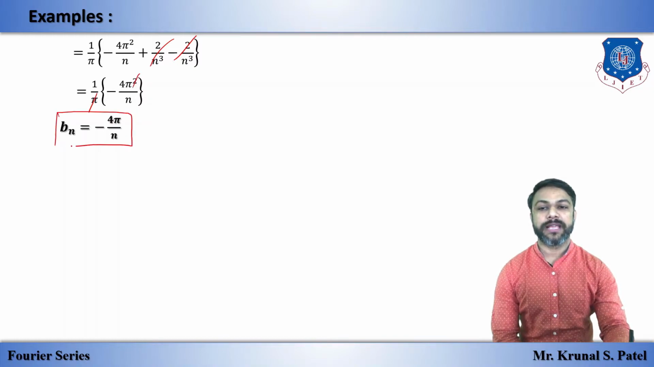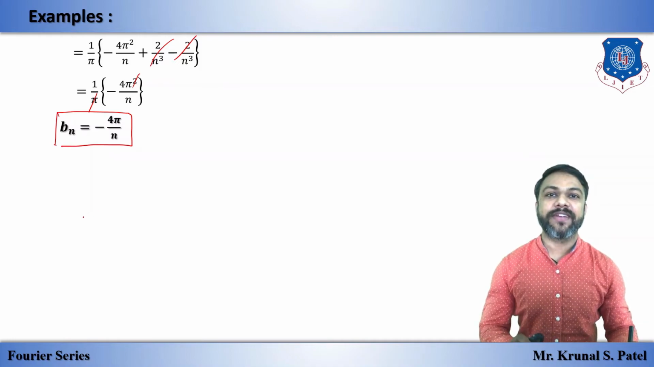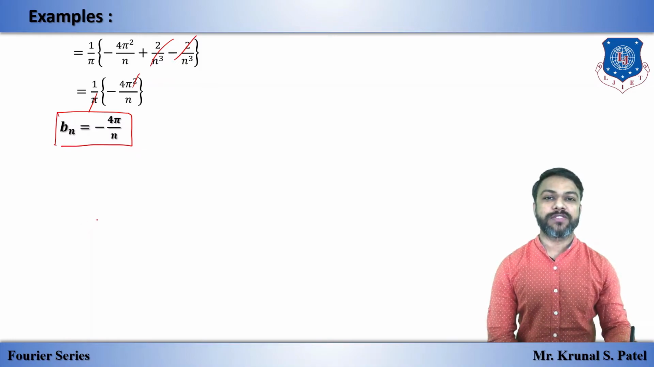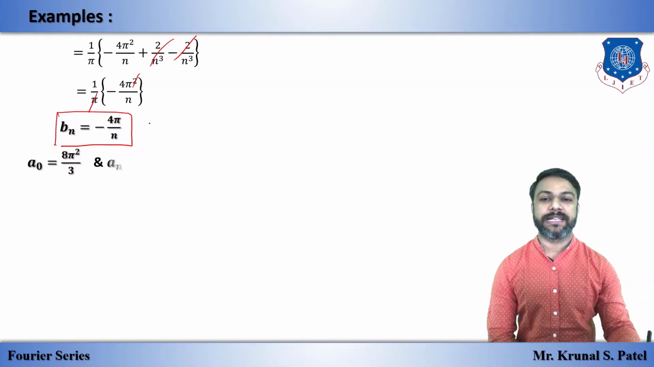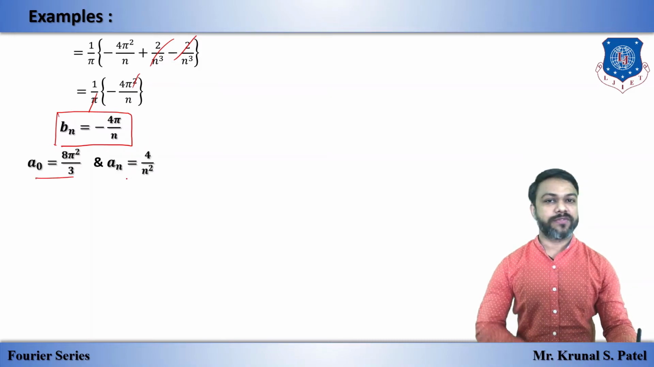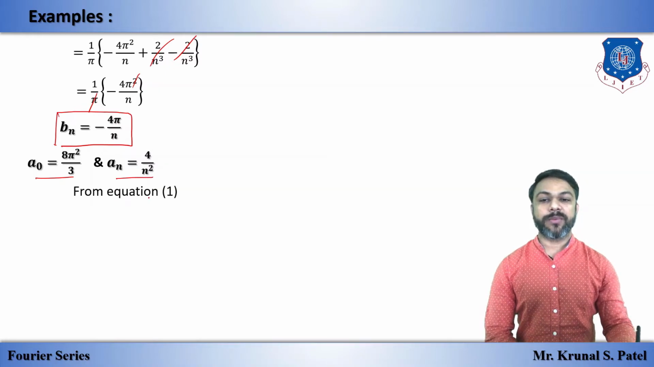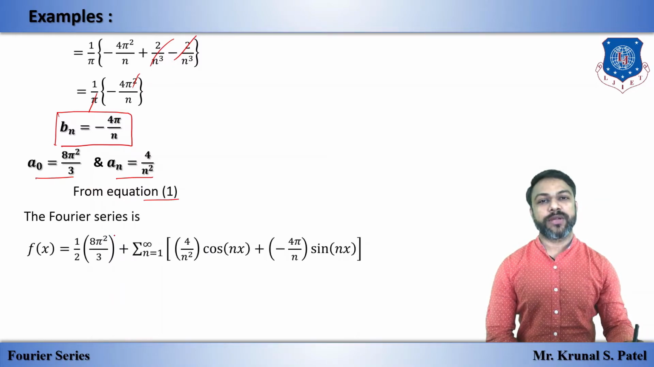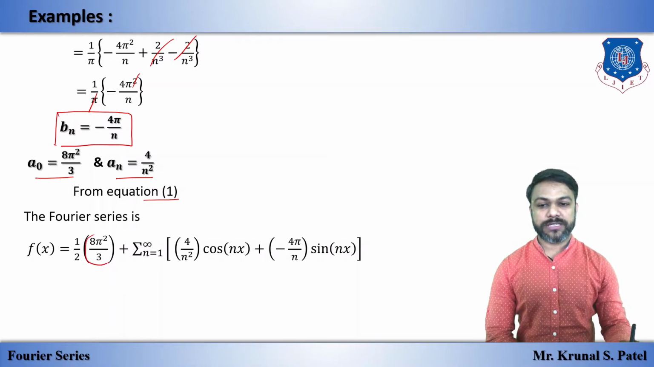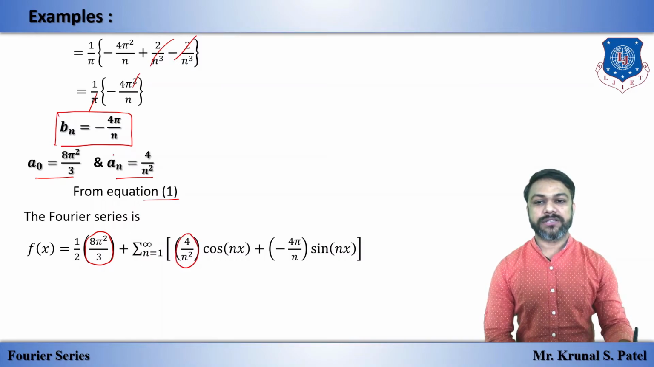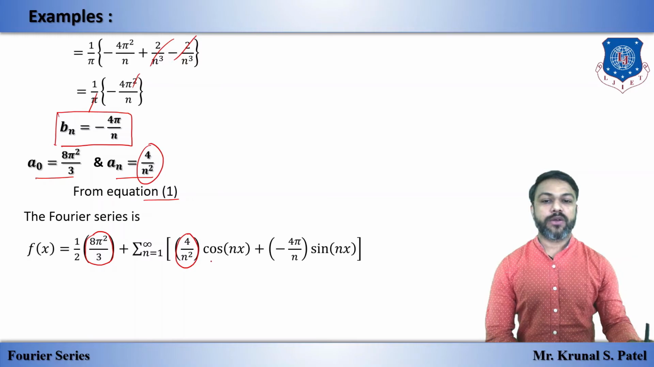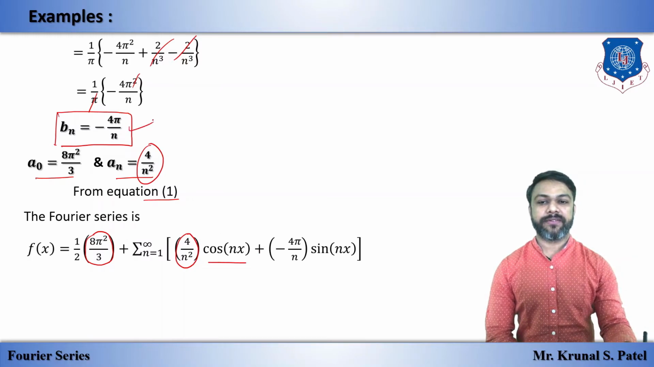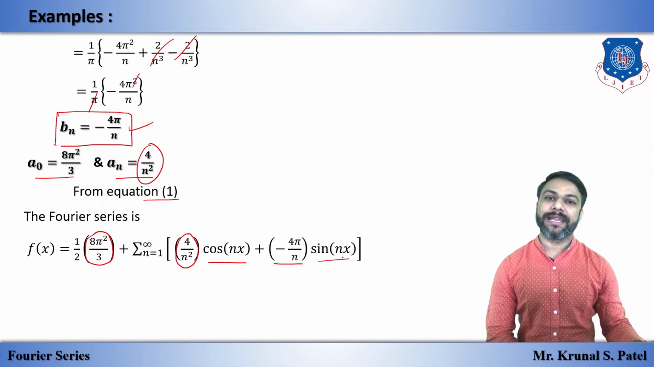This is our bn. So after getting the values of a0, an and bn, we will put these values in equation 1, that means in the Fourier series. So I am writing down a0 as we have found, and an we also obtained. From equation number 1, that means from the Fourier series, we will put the values of a0, an and bn. So a0 by 2, that is 1 by 2, plus sigma an, which we already obtained, cos nx as it is, plus bn, we have the value of bn, and sin nx as it is.